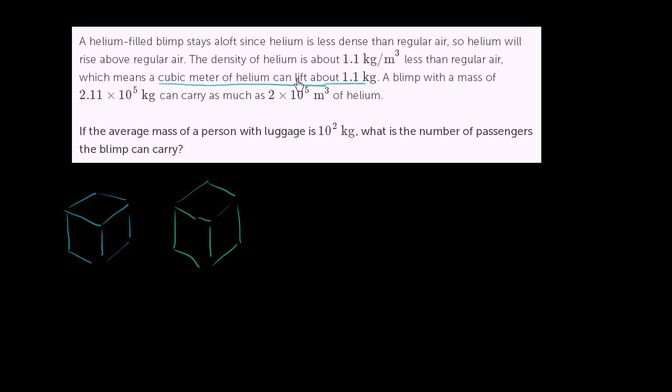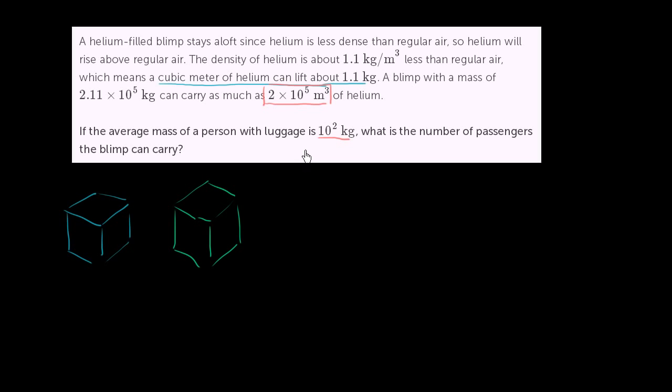A blimp with a mass of 2.11 times 10 to the 5th kilograms can carry as much as 2 times 10 to the 5th cubic meters of helium. If the average mass of a person with luggage is 10 to the 2nd kilograms, what is the number of passengers the blimp can carry? So I encourage you to pause this video, and I'll give you a little structure for this. Think about how much mass 2 times 10 to the 5th cubic meters of helium can carry, and then just realize it has to carry the blimp, and then what's left over is what we can use to carry people.